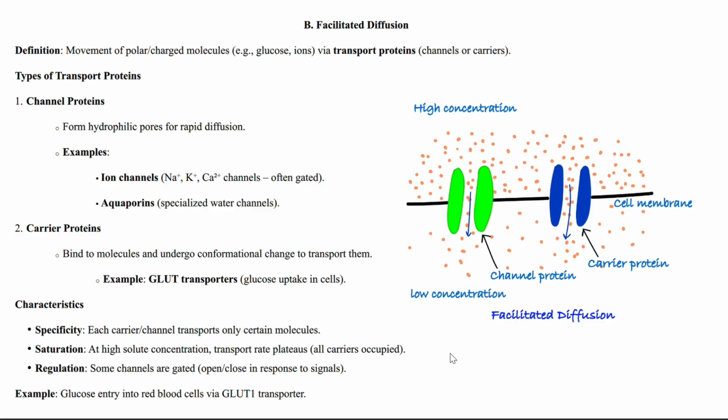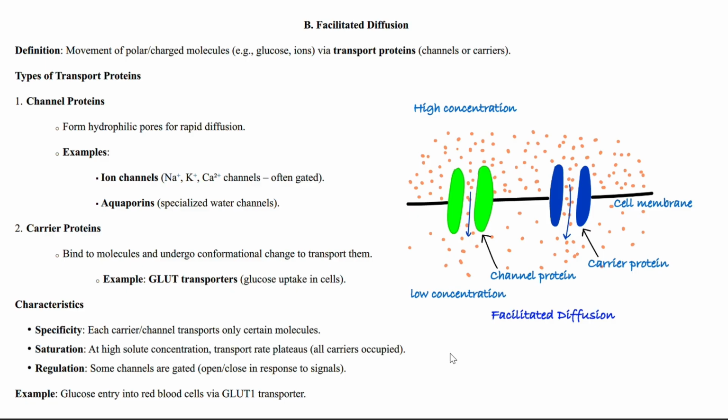Another example is aquaporins, specialized channels that dramatically increase water movement, especially in cells like those in the kidney or red blood cells. Now, the carrier proteins, on the other hand, operate a bit differently. They bind to the target molecule, such as glucose, and then undergo a shape change that carries the molecule across the membrane. A well known example is the GLUT transporter, particularly GLUT1, which helps glucose enter the red blood cells.